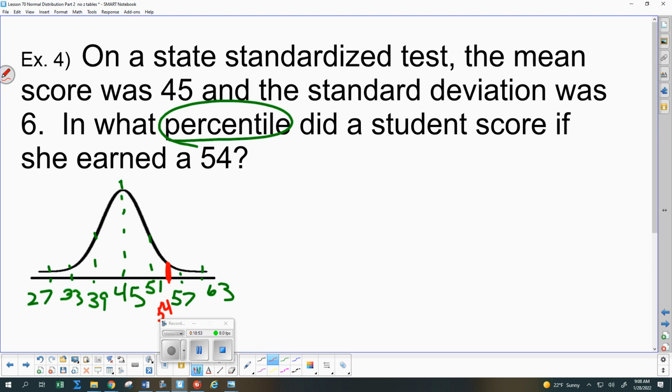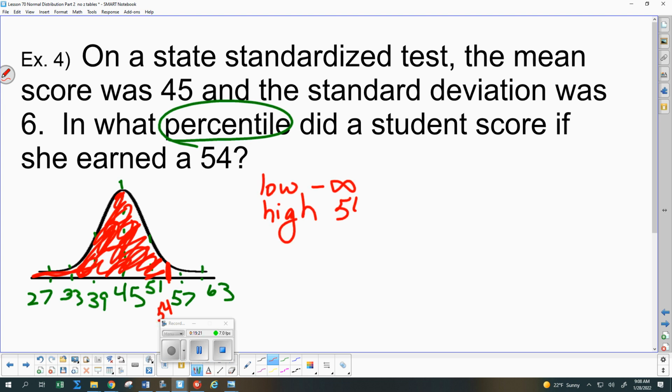So we want to know with a 54, that is more than what percent. So we're interested in everything that's smaller than that. So we're going to shade all of this and see what percent we come up with. So we are going to put in low. We can just use that default for negative infinity. High 54, mean 45, standard deviation 6, and let me know what your calculators say.